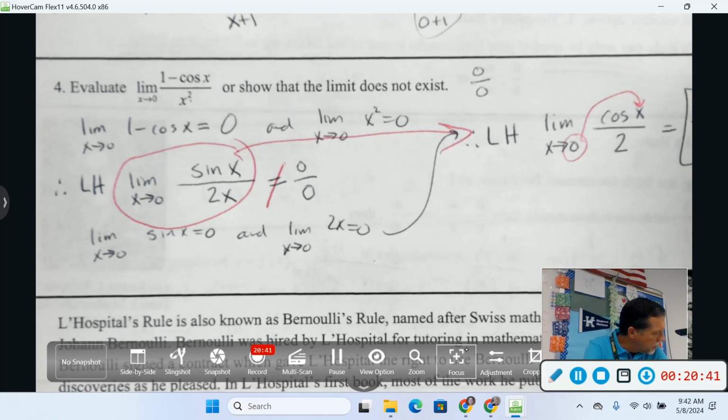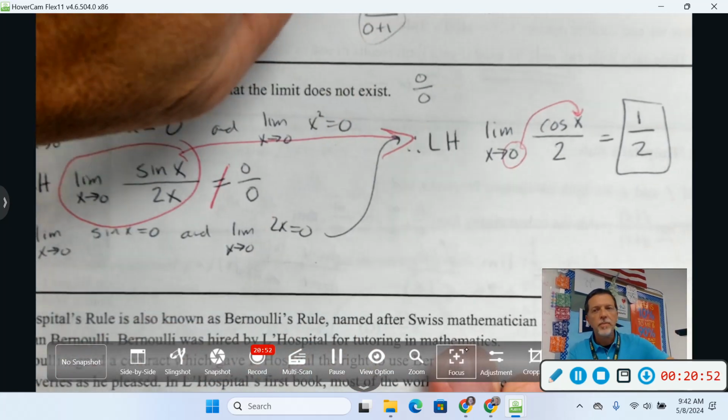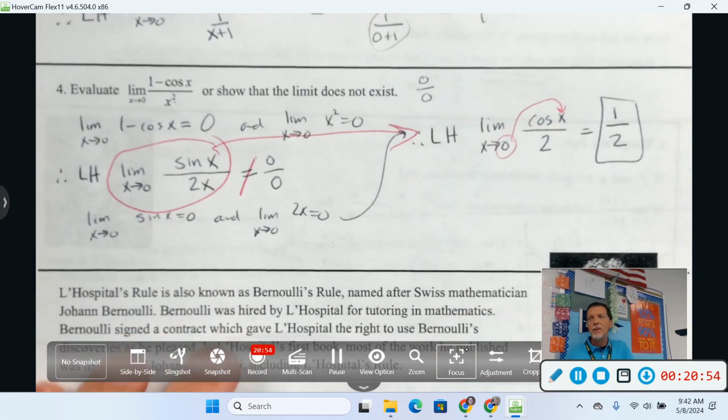Why is that different than what Miss Murray has? Oh, because she made a mistake. That's why it's different. Or whatever. Once in a while it happens.